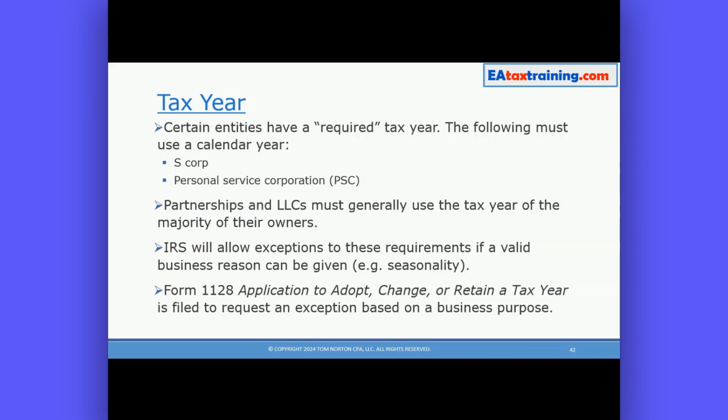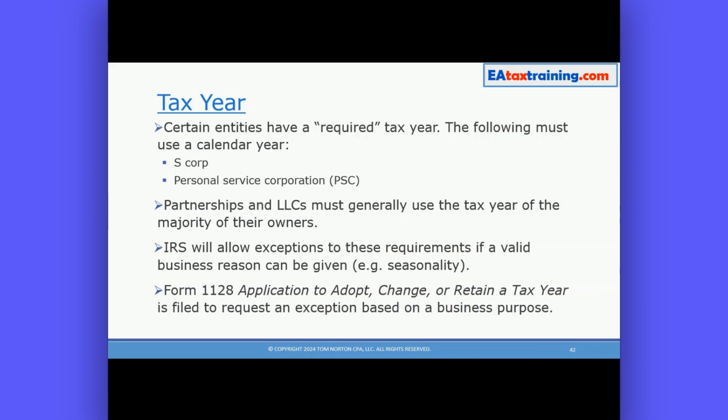But there can be partnerships and LLCs that have, for instance, corporations. A C corporation could be a partner in a partnership or a member of an LLC. And the C corporation might have a different fiscal year, as we mentioned. In that case, that partnership or LLC would use that fiscal year instead of, say, a calendar year.